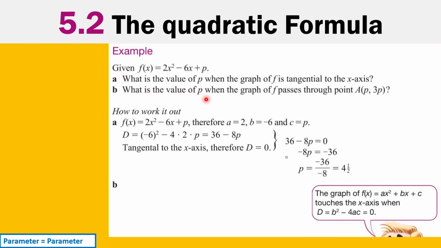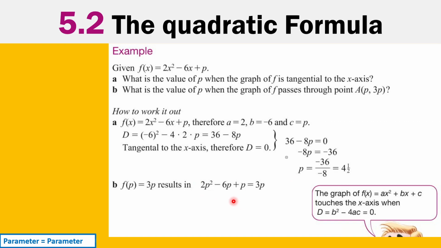What is the value of p when the graph of f passes through the point (p, 3p)? So I'm going to fill in an x and y value for this point, in which there's also the parameter p and 3 times p. Well, let's just fill in this point, right? If they say go through a point, that means that this point is on the graph of the function. That means that this can be the y value and this can be the x value of that function. So let's change x into p and y into 3p. And let's just see what happens.